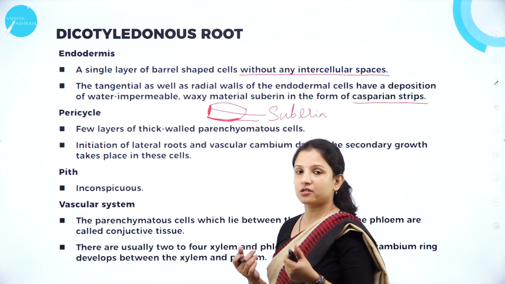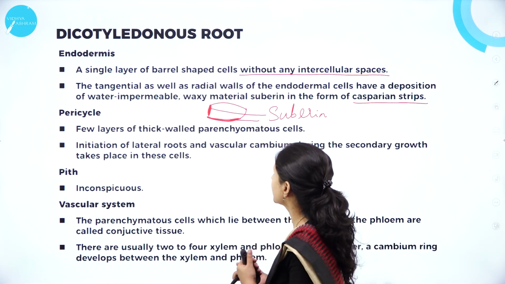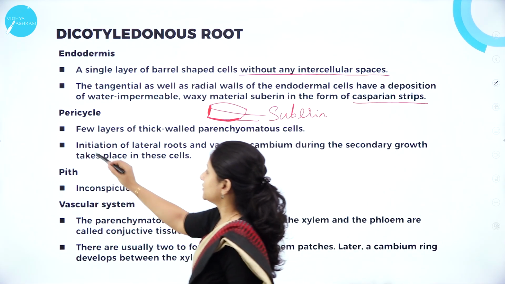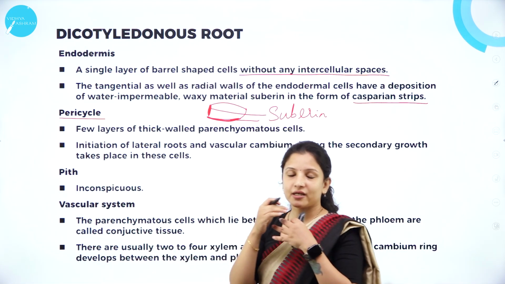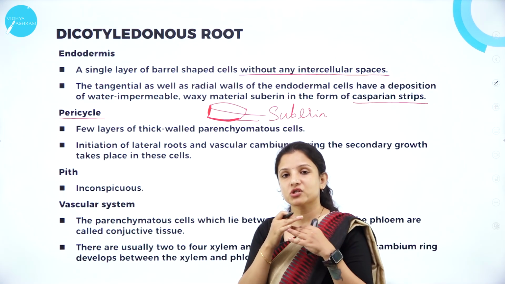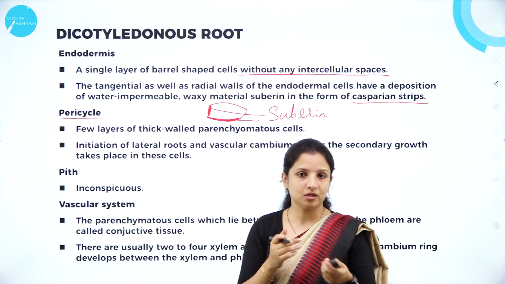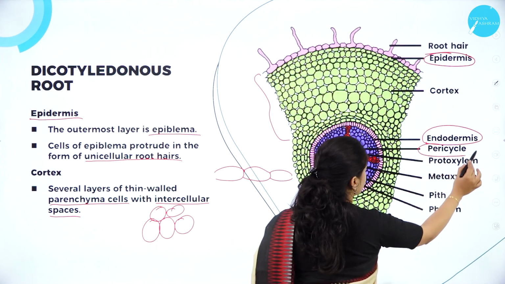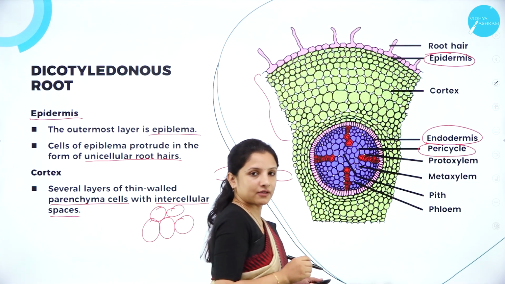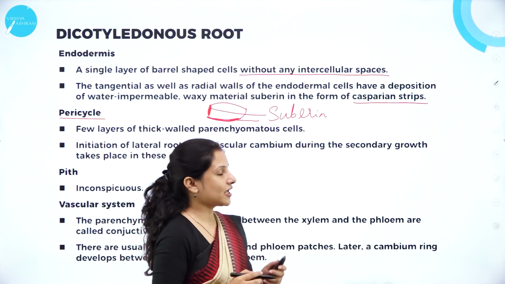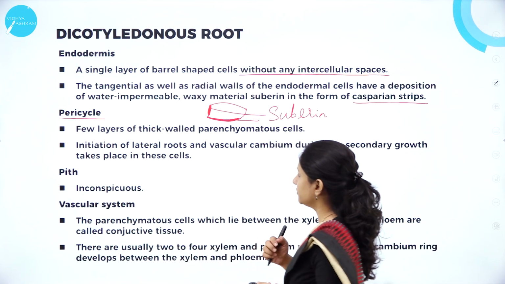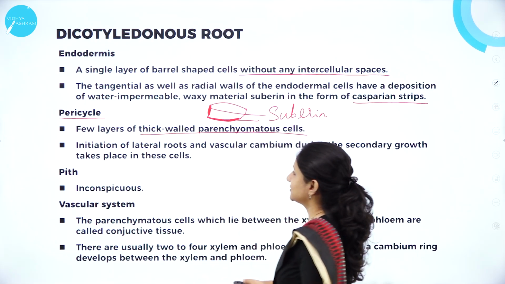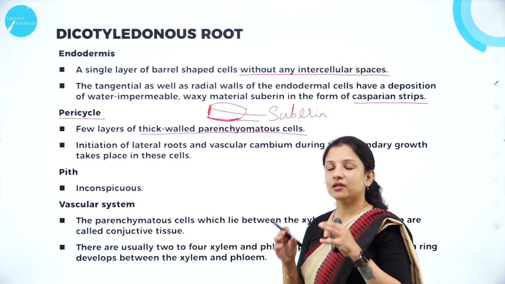So its main function is impermeability to water, or it acts as a water repellent. Next, talking about the pericycle. Pericycle are a few layers of parenchymatous cells which are present below the endodermis. You can see here, there are a few layers of parenchymatous cells, again with intercellular spaces, arranged just below the endodermis. They are made up of thick-walled parenchymatous cells and usually the lateral root.